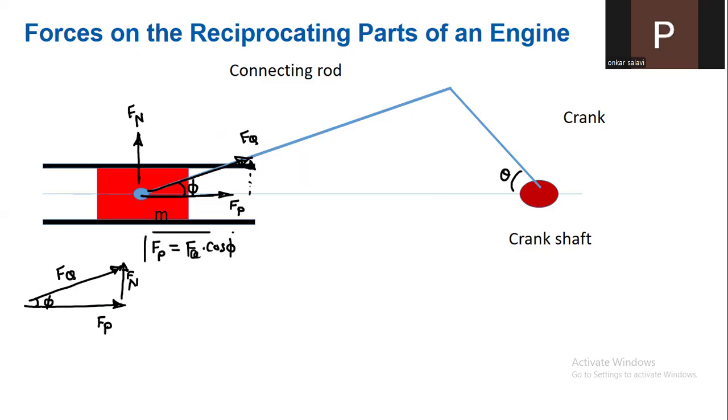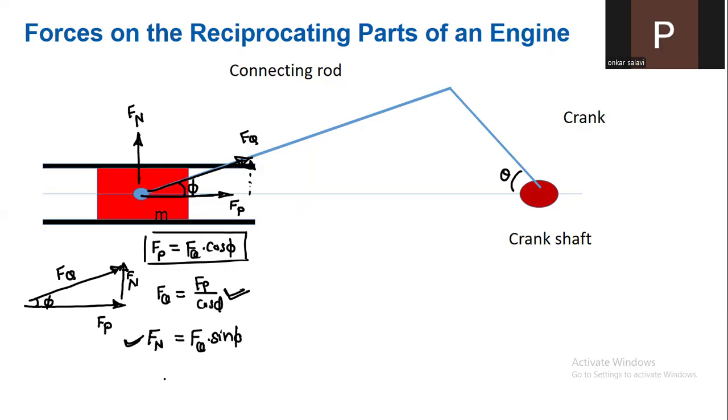So this is the first relation we get for Fp, and from this we can get Fq is equal to Fp upon cos phi. Okay. Second relation for Fn. Fn is equal to the opposite component of Fq, so it is Fq sin phi. So this is the second relation for Fn.